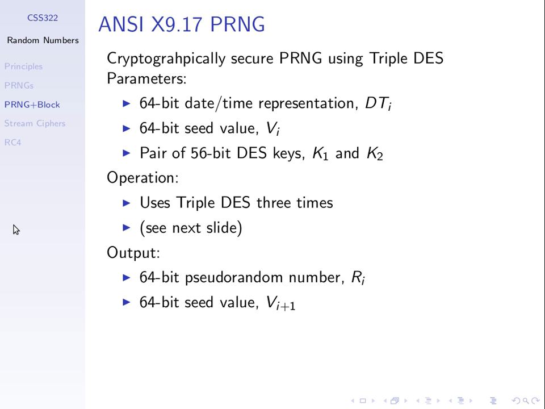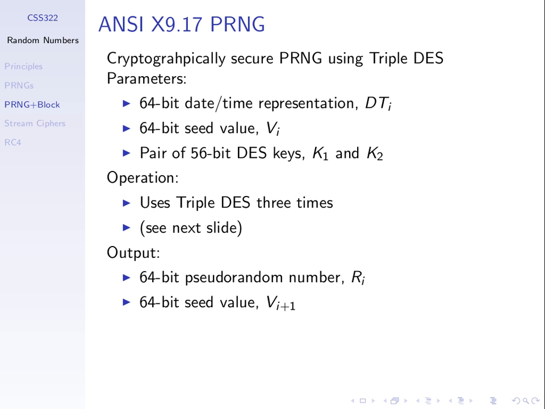Another quick example is a standard for pseudo-random number generators, the ANSI standard X9.17. Again, cryptographically secure. It produces good random sequences. It relies on triple DES. In fact, it uses triple DES 3 times.